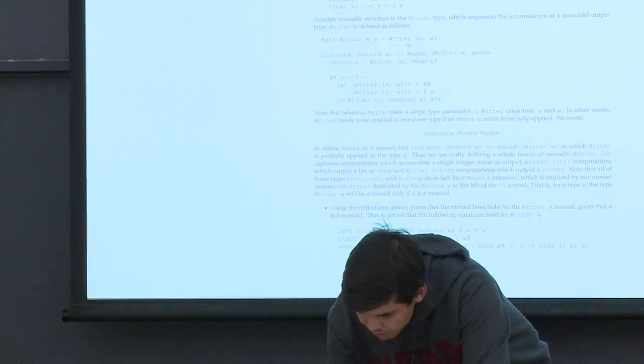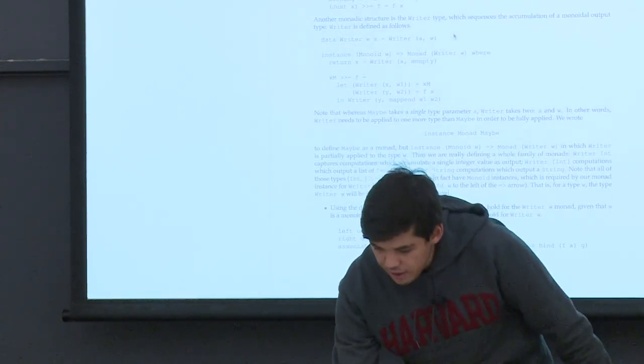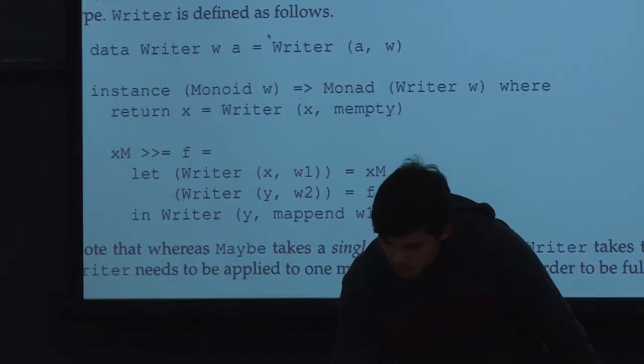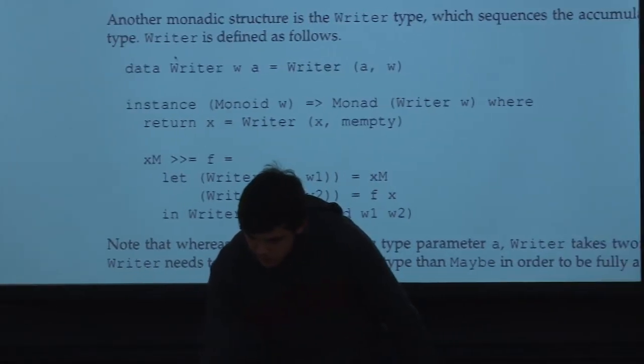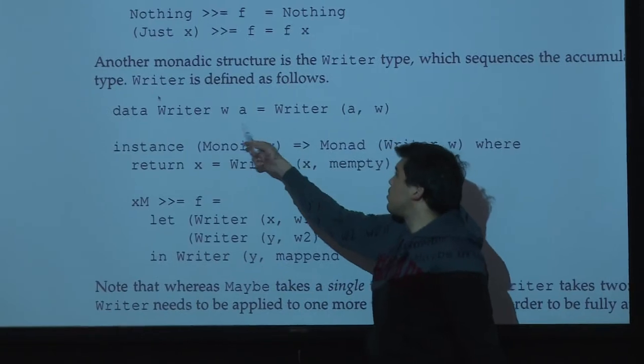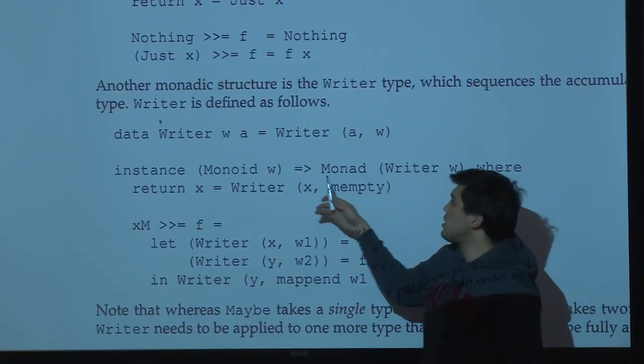Where's writer? Right, writer is declared right here. Data writer A, let me zoom in. Data writer WA equals writer AW. So this is how you instantiate a writer.